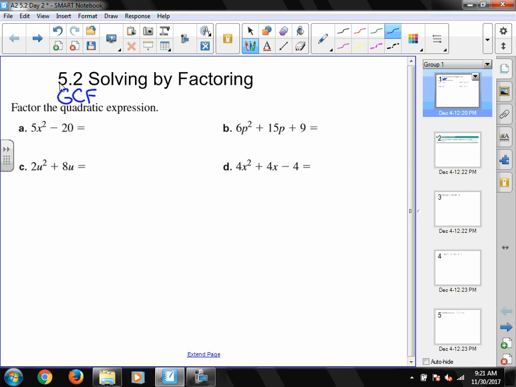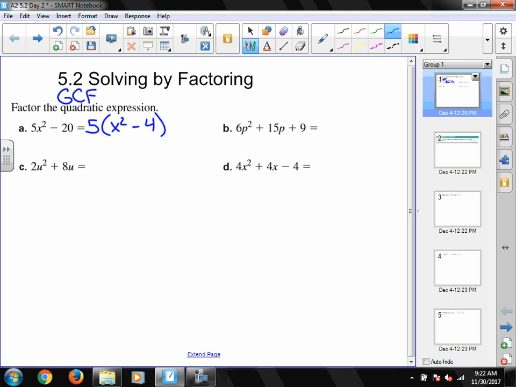So if I look at 5x squared minus 20, well, I notice right away that both of those can be divided by 5. So I take the 5 out. It doesn't just go away. And I divide 5x squared by 5. I'm just left with x squared, and minus 20 divided by 5 is 4.